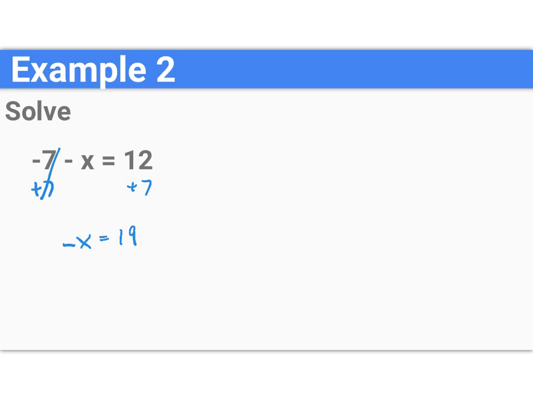This is negative 1x. When there's no number in front of a variable, it's 1. So what you're going to have to do is get rid of this negative. You can add x to both sides, but we have 0 equals 19 plus 1x. And then what you're going to have to do now is subtract 19 from both sides. 0 minus 19 is negative 19 equals x, positive x.